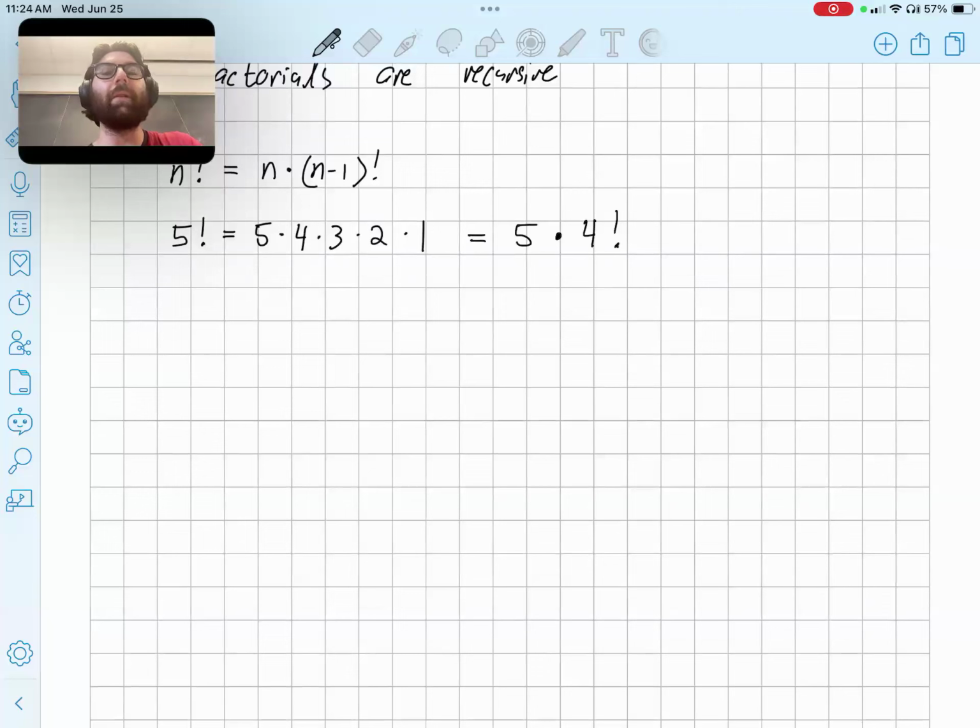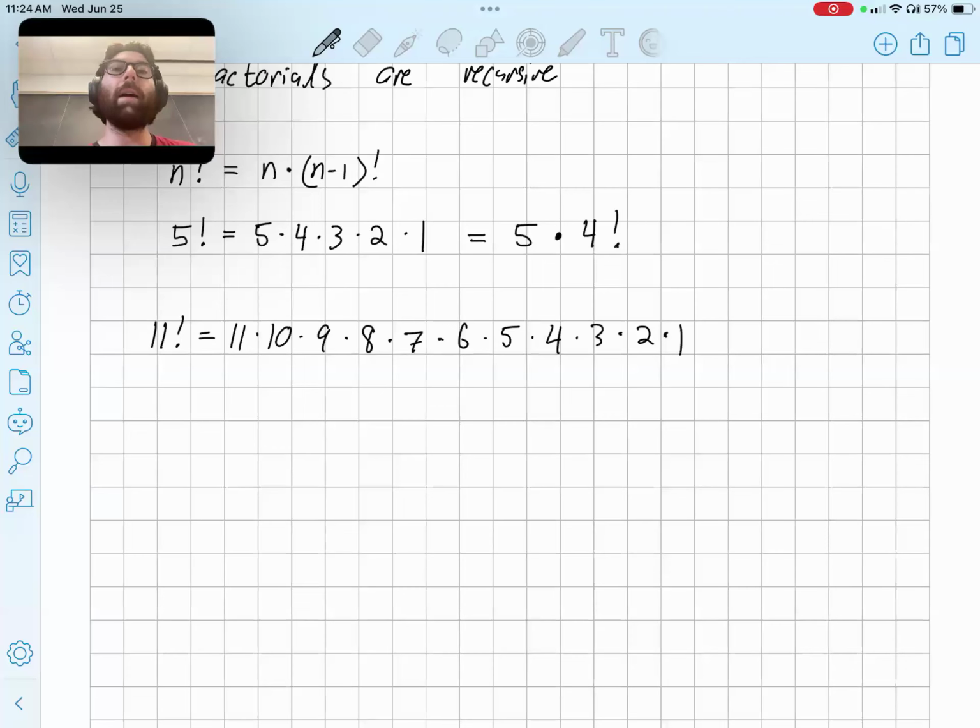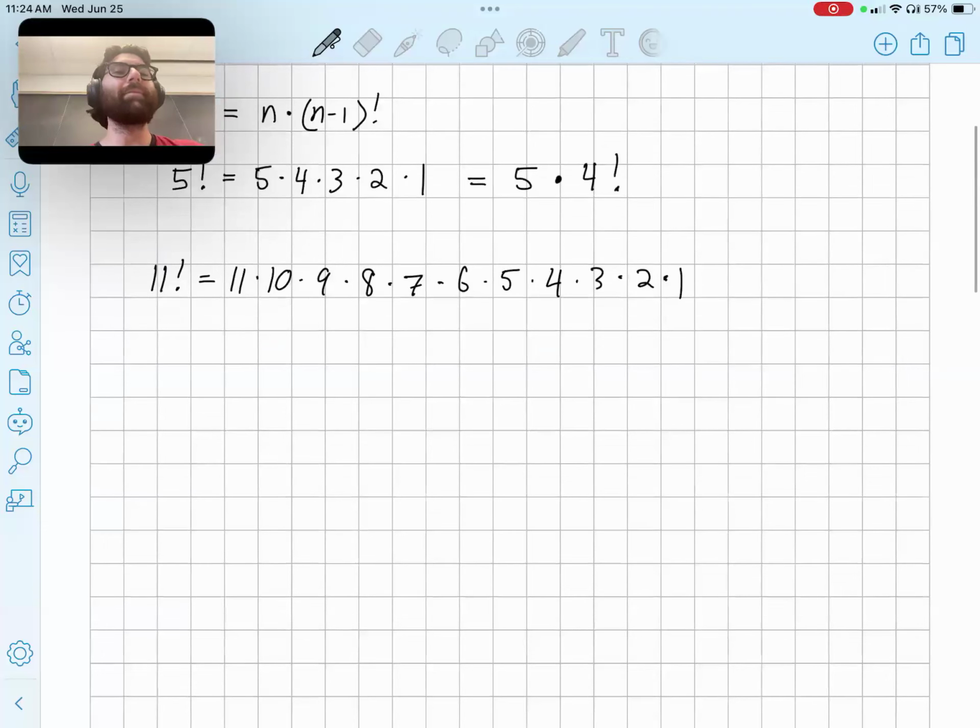And so we can do this with any number. So if we did 11 factorial, that's 11 times 10 times 9 times 8 times 7 times 6 times 5 times 4 times 3 times 2 times 1. That's hopefully the last time I will ever write that all out again, but maybe not. Then if we just separate off this 11, right here, we've got 10 factorial. So that's 11 times 10 factorial. And then we can keep doing that.